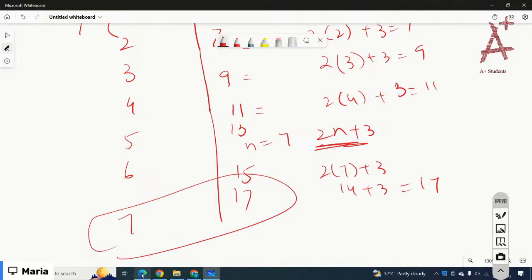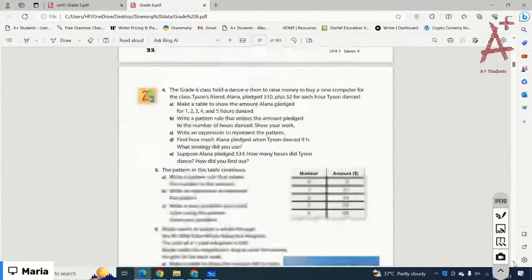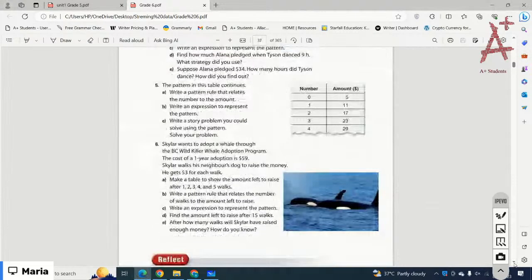Okay. I'm going to skip question number 4 because it is already 20 minutes and I'm still on the first ones. Let's start with question number 5. The pattern in the table continues. Write a pattern rule that relates the number to the amount. Write an expression to represent the pattern. Write a story you could use.